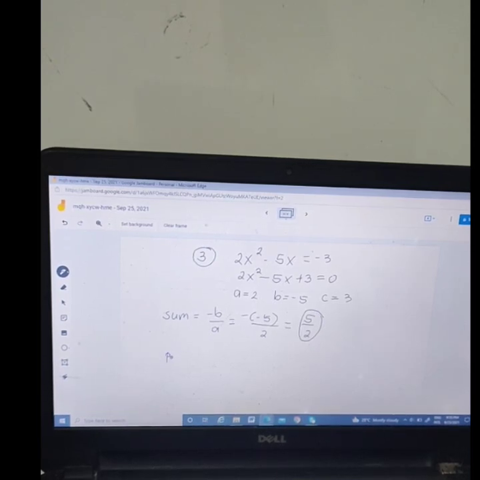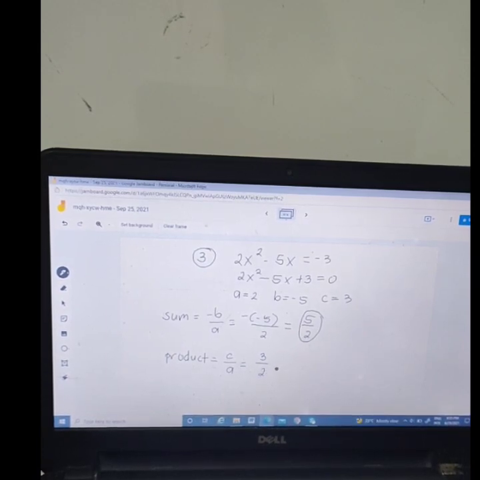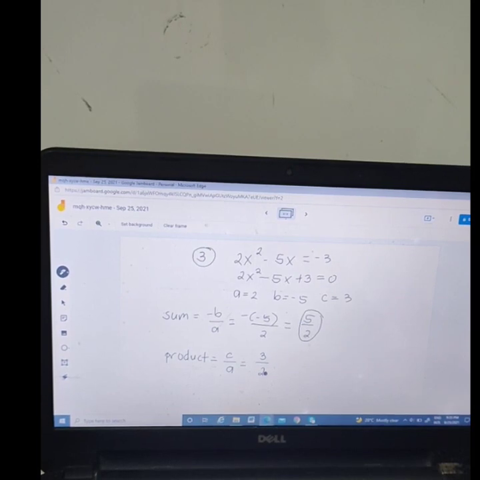And for the product of the roots, we are going to use the formula c over a. The value of c is equal to 3, and the value of a is equal to 2. Again, 3 and 2 are not divisible by any number, so this is the final answer. Therefore, the sum and the product of the roots of 2x squared minus 5x equals negative 3 are 5 over 2 for the sum and 3 over 2 for the product.